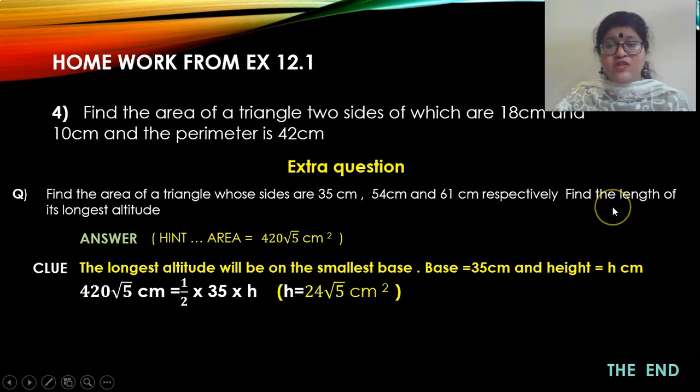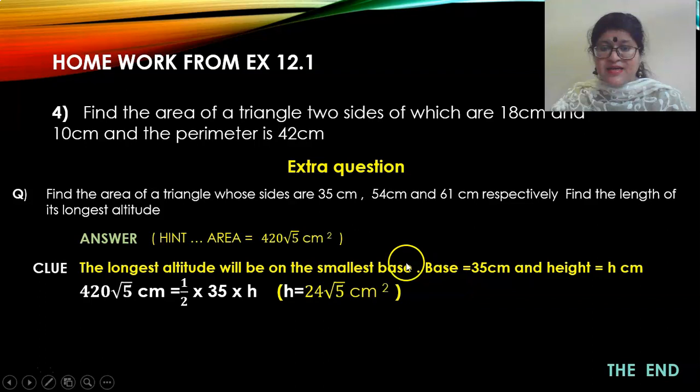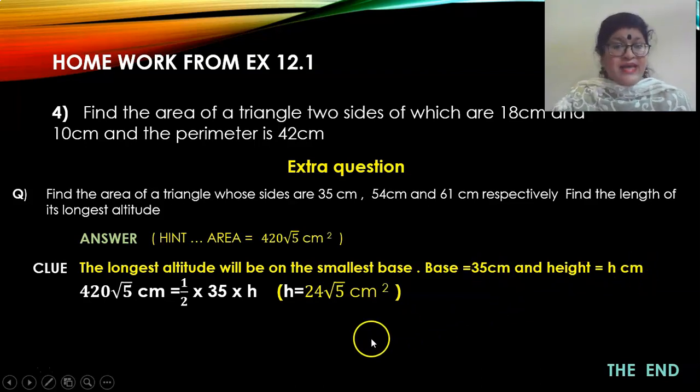Then they have asked you find the length of the longest altitude. Altitude is the height. You know that the longest height will always lie on the smallest base. So the base will be the smallest value among these three. Base is 35 and height is h, because you don't know the height. You have to calculate the height. But the area remains the same. Area of the triangle you have already calculated by Heron's formula. So 420 root 5 equal to half into base into height. And from this you will get the height, which is 24 root 5 centimeters square.